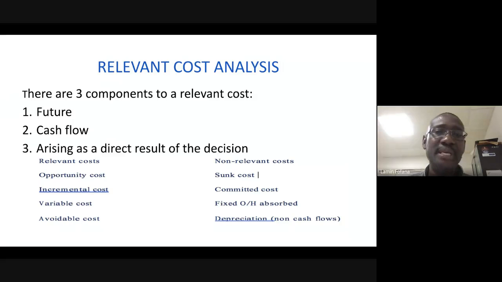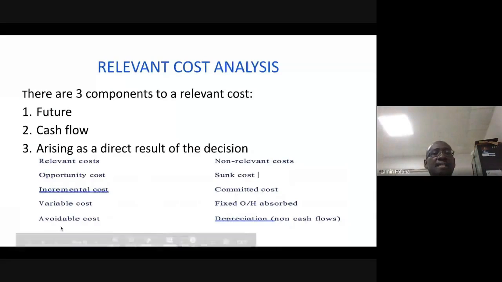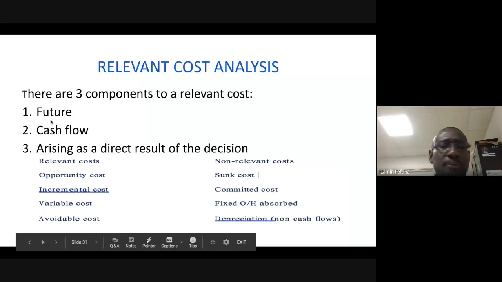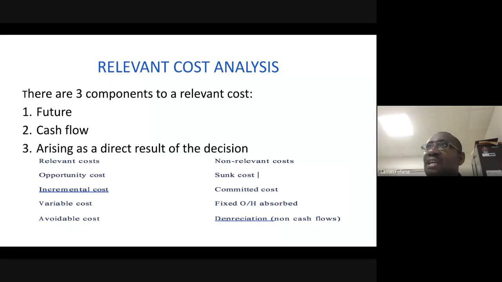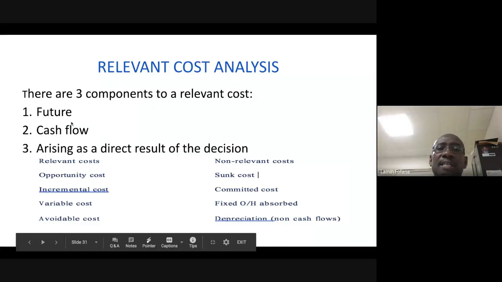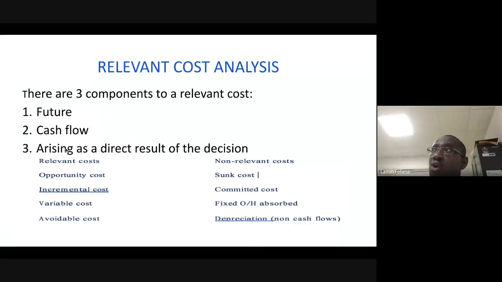And they can be in three forms. They are costs that may relate to the future. Naturally, costs that have been spent previously, if you want to bring them into decision making, you're just wasting your time because they are sunk. So the components of relevant costs are: they must relate to the future because decisions are always taken for the future. Simple.